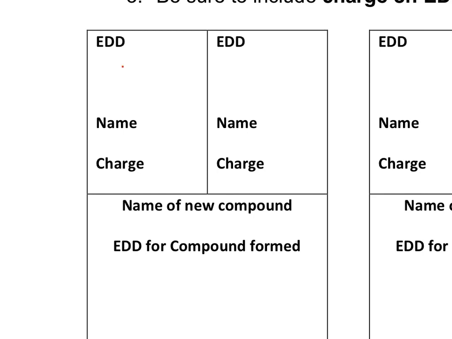So we're going to use lithium, and we're going to use bromine. Okay, so electron dot diagram for lithium. It's going to have 1 valence electron, and I'll just put it right here. The name is lithium. And the charge, remember it's going to give away that electron, so it's going to have a plus 1 charge on it.